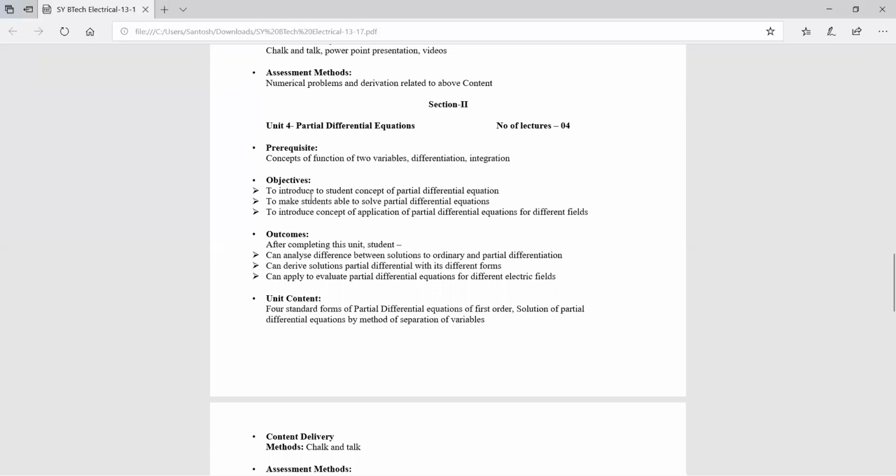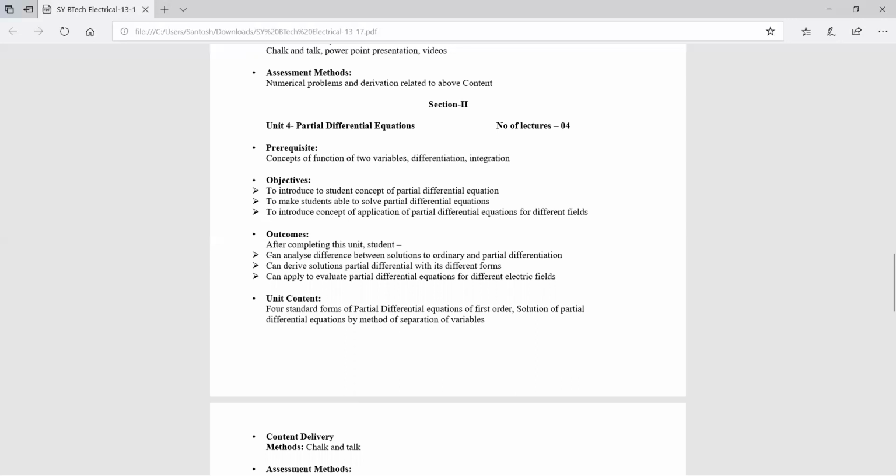The objectives of this partial differential equation unit are: first, to introduce students to the concept of partial differential equations; to make students able to solve partial differential equations; and to introduce the concept of applications of partial differential equations in different fields. See the outcomes. After completing this unit, students can analyze the difference between solutions to ordinary and partial differential equations.